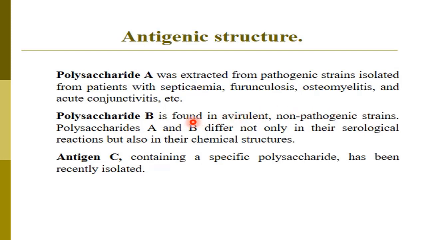Second, the chemical structure will differ between A and B. And third, the serological reaction will differ from A to B. Okay? A can be isolated from patients with septicemia, bronchiolitis, stomatitis, and also conjunctivitis. While polysaccharide B, as I mentioned, is extracted from avirulent or non-pathogenic strains, and both of them differ not only in their serological reaction but also in their chemical structure. Thus, I mentioned the three differential points between A and B. With regard to antigen C, it was recently isolated, containing a specific polysaccharide, and the function of this antigen is not well known.